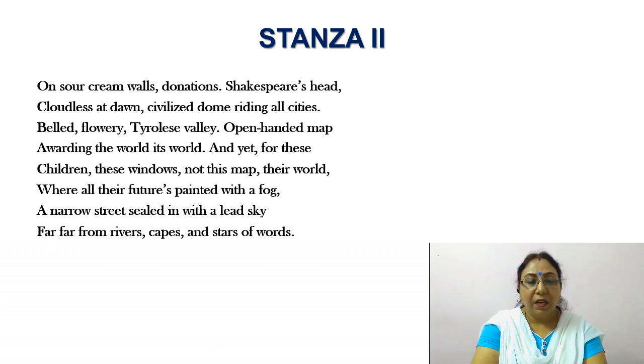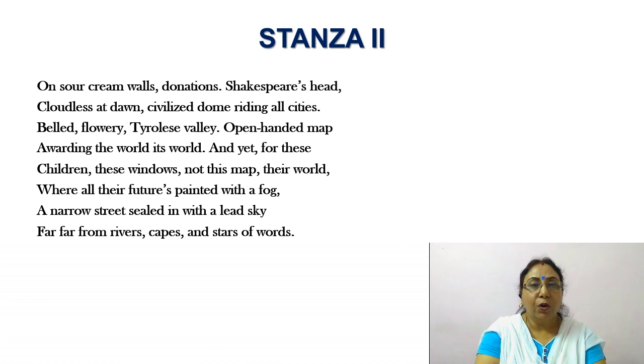A narrow street sealed in with a lead sky. The streets that are there in the slum areas, they are sealed in with lead sky. That means even the narrow streets of the slum area are polluted, and due to pollution, the sky seems to be unclear and vague, far, far from rivers, capes, and stars of birds. So, the rivers and capes and stars, these beautiful things that are there in the picture of the Tyrolese Valley, which is hung on the wall, are far, far beyond the reach of the children. It is beyond their imagination, and the beautiful stars that shine in the sky are also not witnessed by these children because the place where they live is full of dirt and filth and garbage, and even the sky is vague and unclear due to pollution.